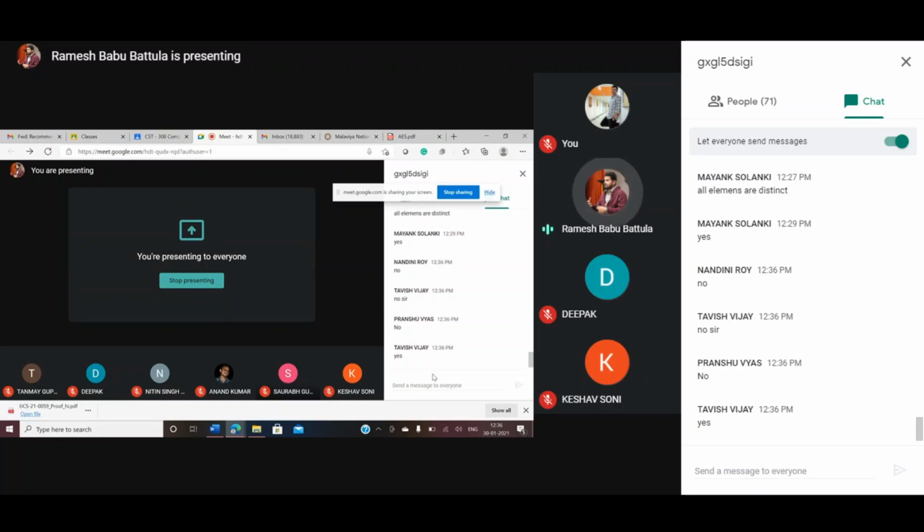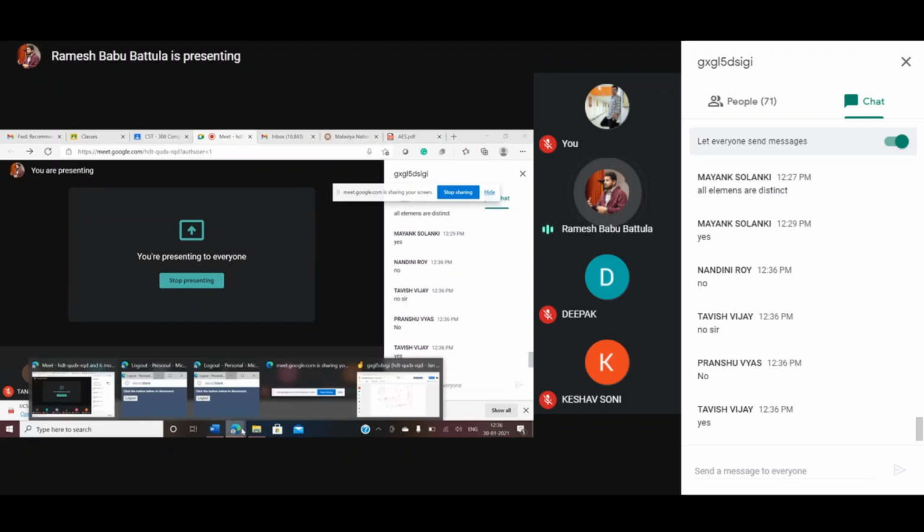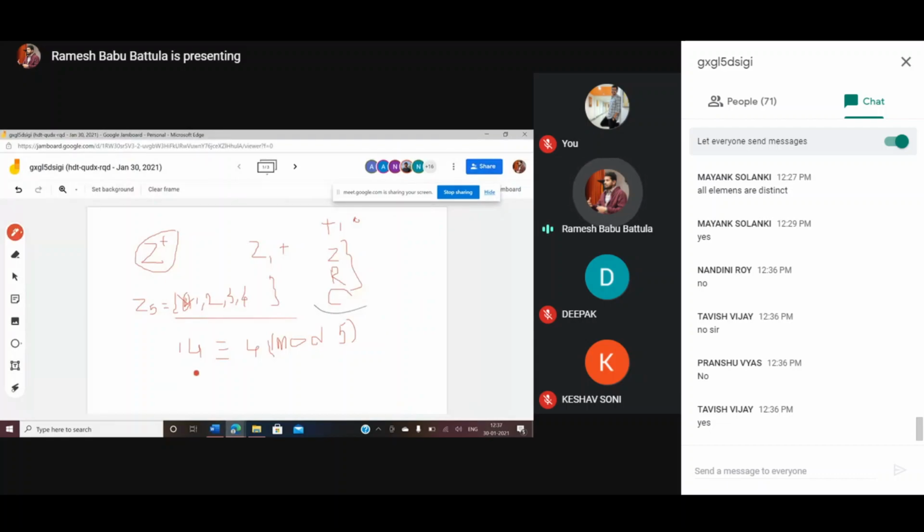But these fields are infinite fields, not finite fields. So we need only finite fields. That's why, as you might have observed in the whiteboard, I chose Z5. Z5 is a finite field. Why? Because you need to observe, 1 has a multiplicative inverse value. What is that? 1 into 1 is equal to 1.